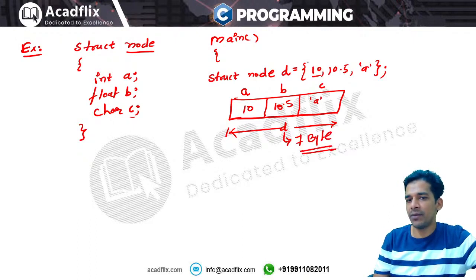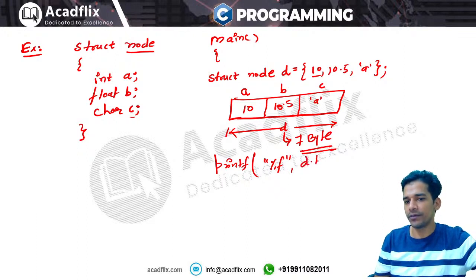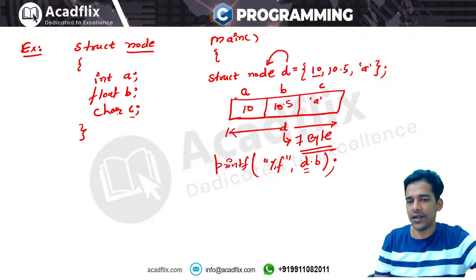You can access any member of this variable d. So how can you access? You can say printf %f. Let us say I want to access this variable, so I can say d dot b. Okay, so d is a variable of node type, and this data type has three members. So I can access any of the members, that is integer, float, or character, right? So this will print 10.5.